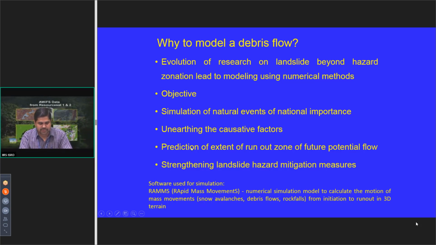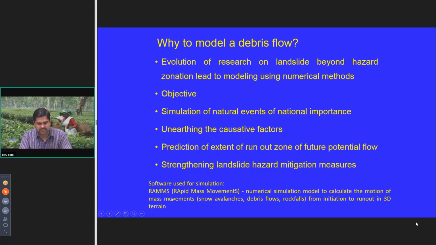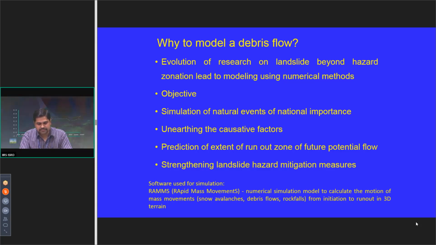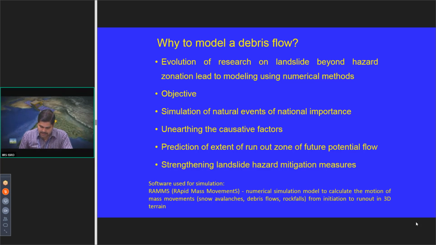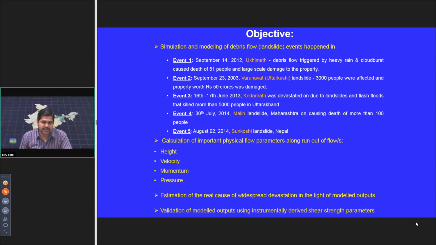We have used here the RAMMS software, that is, rapid mass movement software, that we purchased from the WSL Institute for Snow and Avalanche Research in Switzerland, and the algorithm has been developed by them.